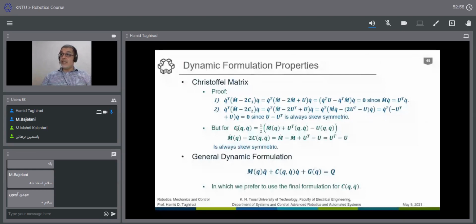And finally, for this case, this shows it very easily. We don't use q̇ multiplication here. We can show that this is always a skew symmetric property, because Ṁ minus 2C is Ṁ minus Ṁ plus U transpose minus U. These two go out, and we have U transpose minus U, which is always skew symmetric, and so we have this skew symmetric property.